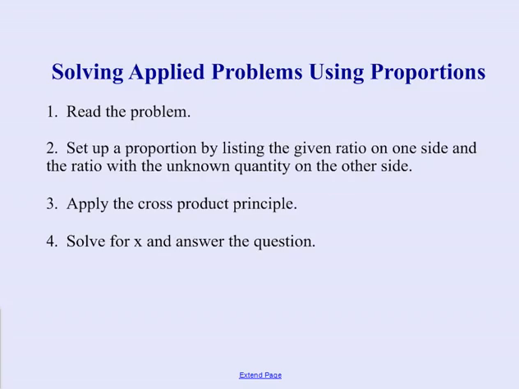All right, next we're going to talk about solving applied problems using proportions. Here are some steps for doing this. Step 1, read the problem. Step 2, set up a proportion by listing the given ratio on one side and the ratio with the unknown quantity on the other side. Step 3, apply the cross product principle. Step 4, solve for x and answer the question.